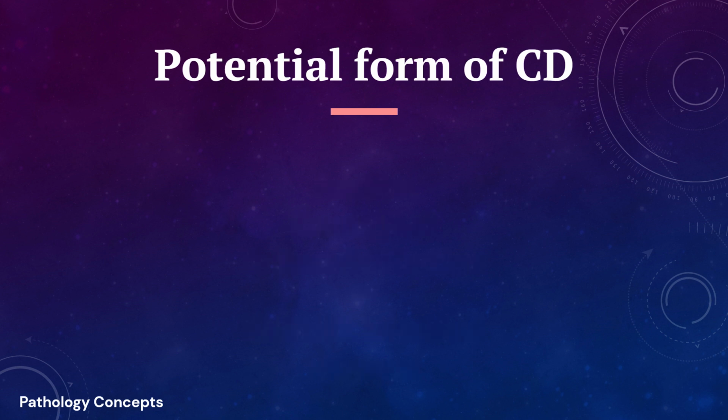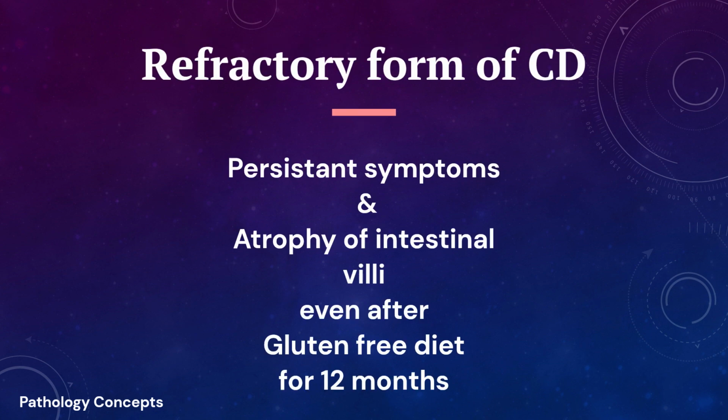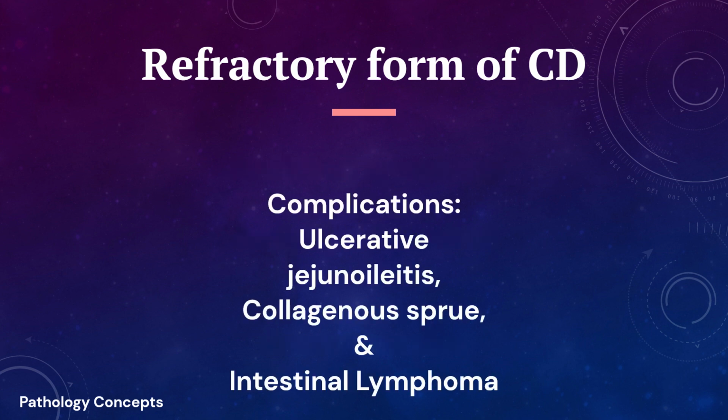And the fourth and final is refractory celiac disease. It is characterized by persistent symptoms and atrophy of intestinal villi after at least 12 months of strict gluten-free diet. The refractory celiac disease can lead to complications such as ulcerative jejunoileitis, collagenous sprue, and intestinal lymphoma.